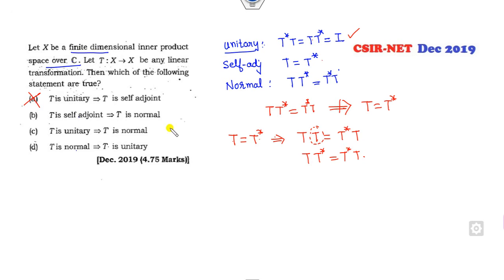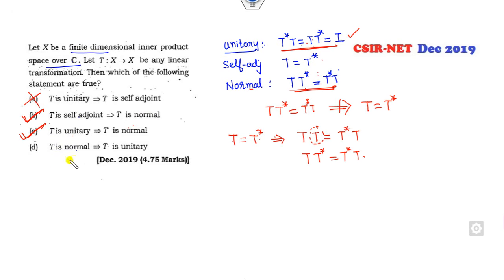Fine. So what is the meaning of that? It is my normal. If they are not equal to I, but we need a normal. So this answer is correct. If T is my unitary, it means this is satisfied. Is it normal? Yes, it is already satisfied.